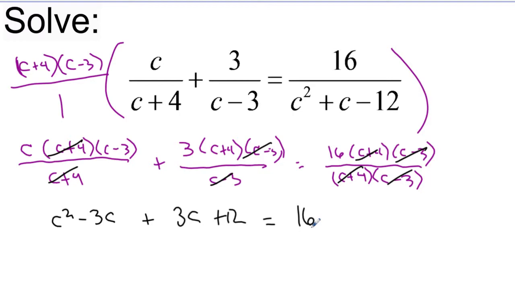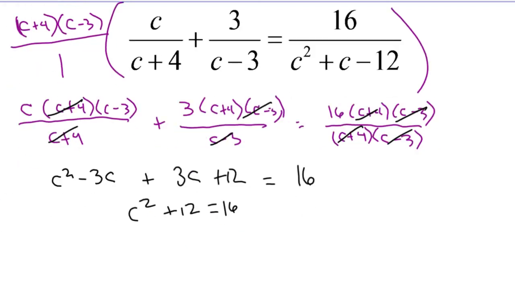Okay, so let's simplify this. This looks a whole lot easier to work with now that we've gotten rid of all of those denominators. Right, so I'm going to say c squared, and that's negative 3 and positive 3. That'll cancel, so it's just plus 12 equals 16. Right, and this looks like something that I can solve using the square root method. So c squared is equal to 4. Right, and that means that c is equal to plus or minus 2.